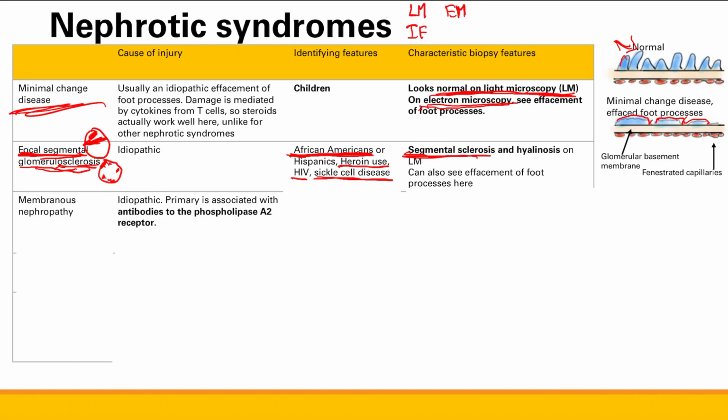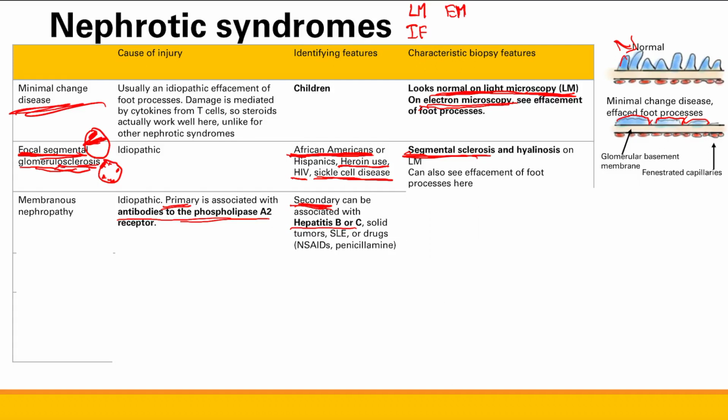First of all, this is usually idiopathic, and there's a primary idiopathic or a secondary. So primary idiopathic just happens. We don't know why, but we see an association with antibodies to the phospholipase A2 receptor. Antibodies to phospholipase A2 receptor are seen in membranous nephropathy. Now that's the primary idiopathic cause. We also see secondary causes which are associated with other things. So you can see it often with hepatitis B or C, solid tumors, SLE, or drugs. Okay.